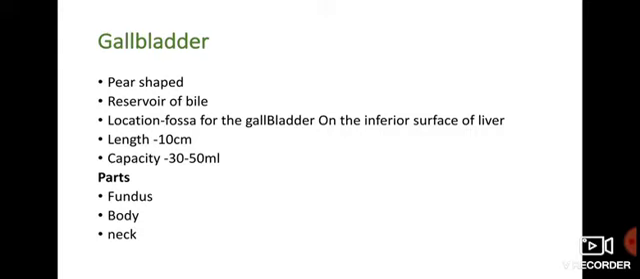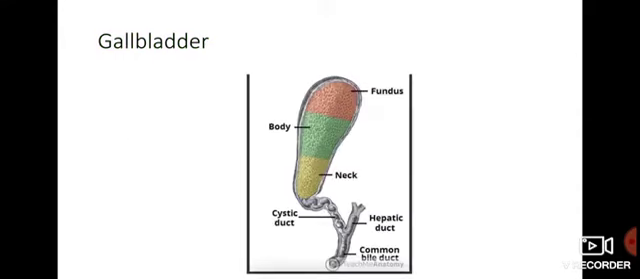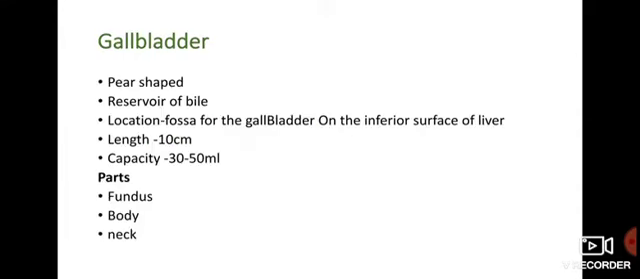You know, the gallbladder is pear shaped or horn shaped. It looks like the horn in a bus. It is elongated and pear shaped. It acts as a reservoir of the bile, which can store the bile as well as concentrate it. And this gallbladder is situated in the inferior surface of the liver at the fossa for the gallbladder. Length of the gallbladder is 10 cm and its capacity is 30 to 50 milliliters. That means it can store up to 50 milliliters of bile.